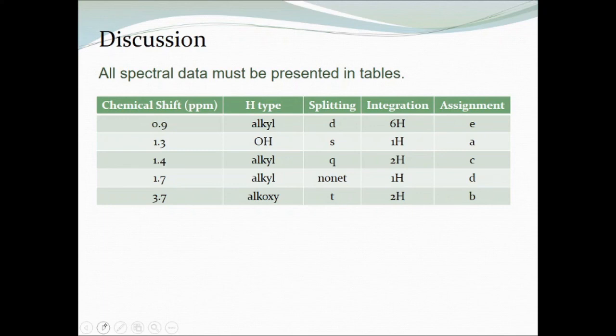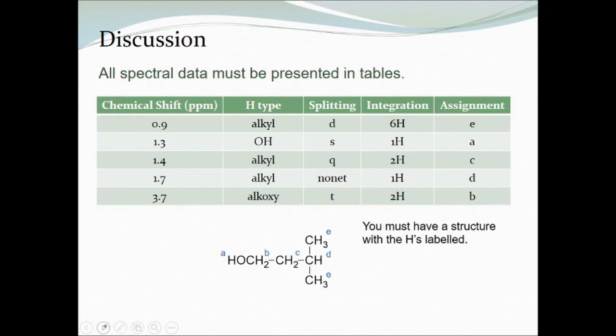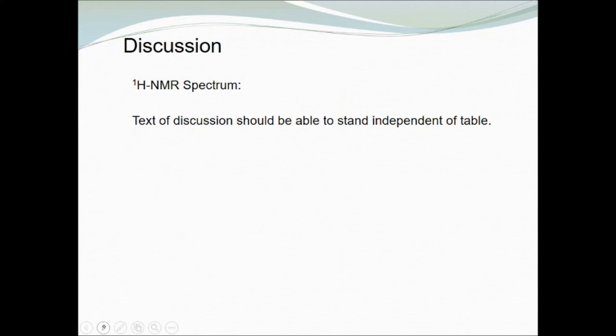Remember, we label our structure, and then we make assignments, a specific hydrogen assigned to a specific peak. Of course, for this to make sense, you have to have the labeled structure. So you should have the structure with labels on it near the table, and of course the table should be near the discussion itself. The text of the discussion should be able to stand independent of the table. So if I delete the table from your report, I should still be able to read your discussion and understand what you are saying. If I have to refer back to the table, your discussion is incomplete.